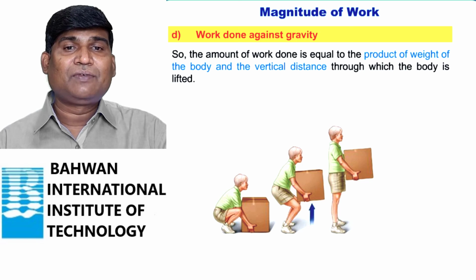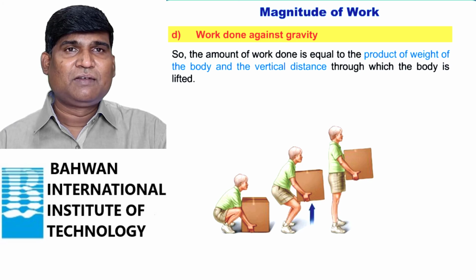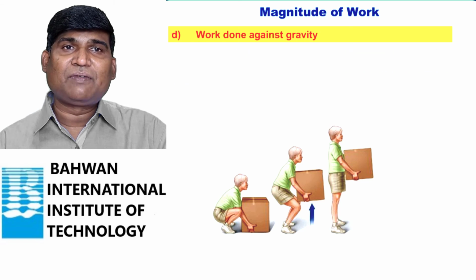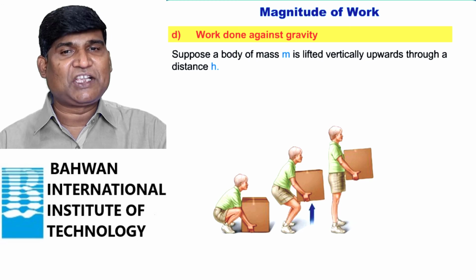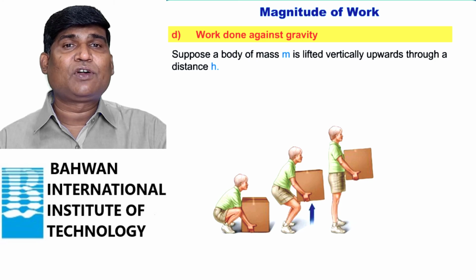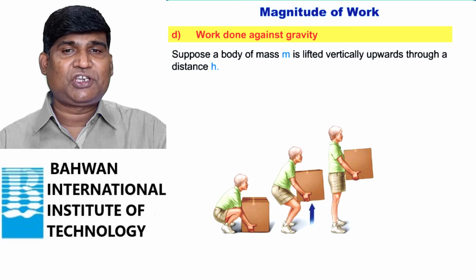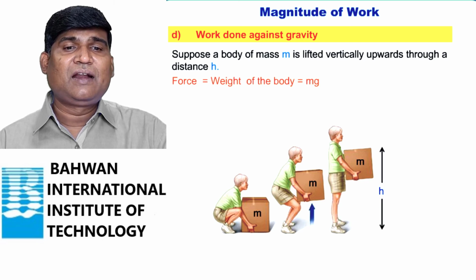So what is this here? Weight is the gravitational force, but he is applying force opposite to the gravitational force. And the vertical displacement, let us assume, is h. Vertically he has taken it to h height. So I can say the vertical distance or displacement is h, right? And the mass of the box, let us assume m. Then automatically the force which you need to apply is equal to the weight of the body, mg, right?